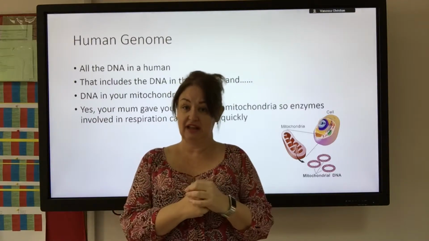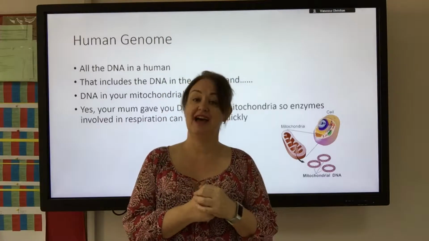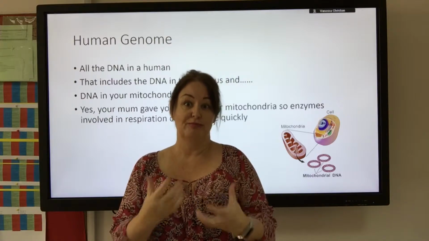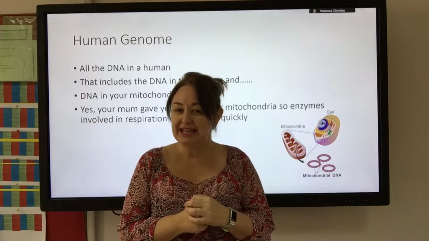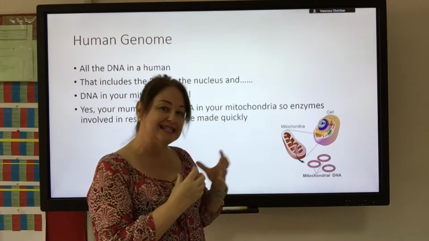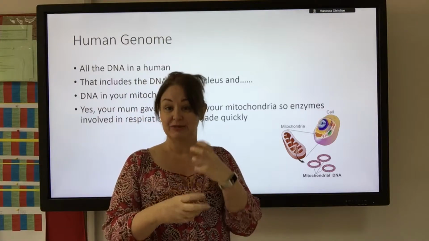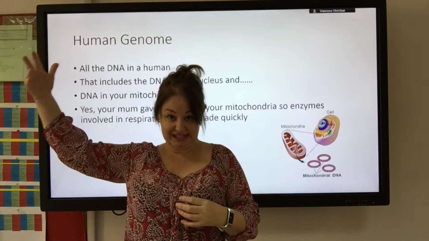A liver cell, the liver is a very active organ, will have a lot of mitochondria in there compared to a skin cell, because it's a lot more metabolically active, there's more reactions going on. Now, in the mitochondria, as it's the site of respiration, sometimes you need to make enzymes very, very quickly because your respiratory rates are increasing.